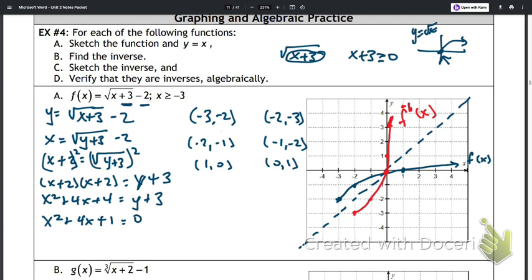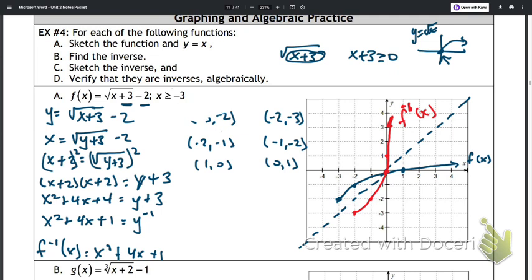We sketched the inverse. Now we need to verify algebraically that they actually are inverses. I don't know why I set that equal to 0 a while ago. That was a mistake. I'm sorry. Right here, this shouldn't be with 0. It should be y to the negative 1. Or really, I should say f inverse of x is equal to x squared plus 4x plus 1.